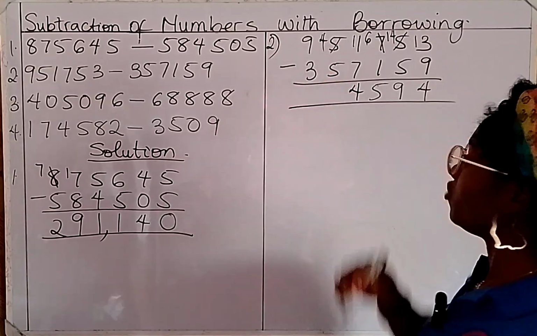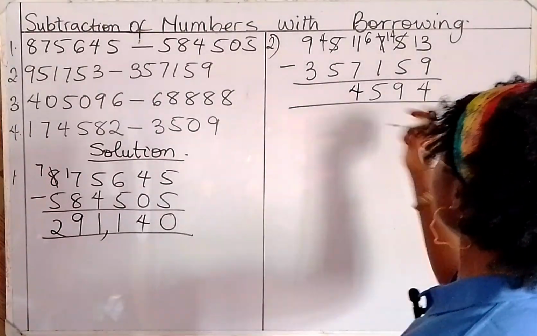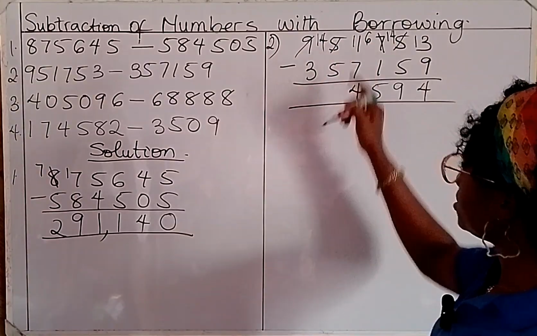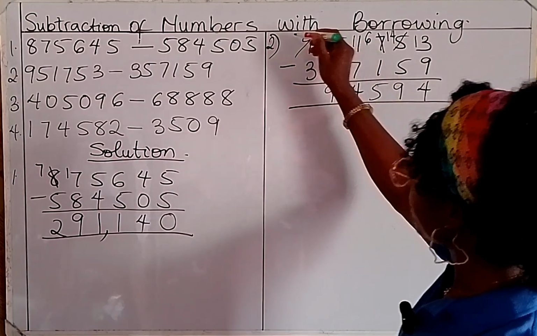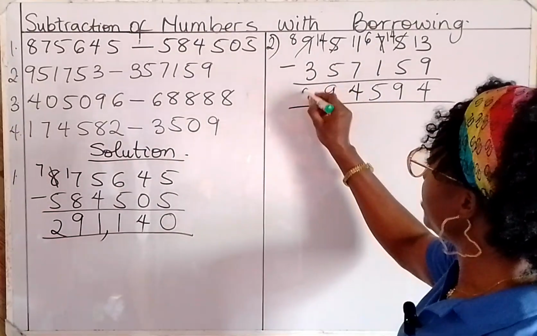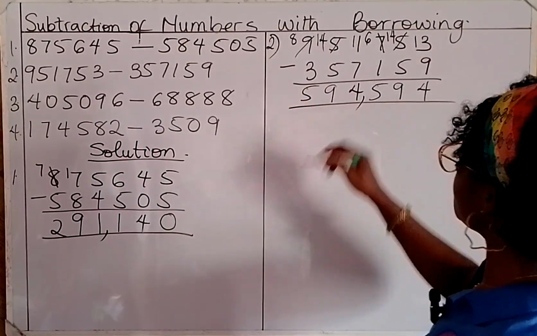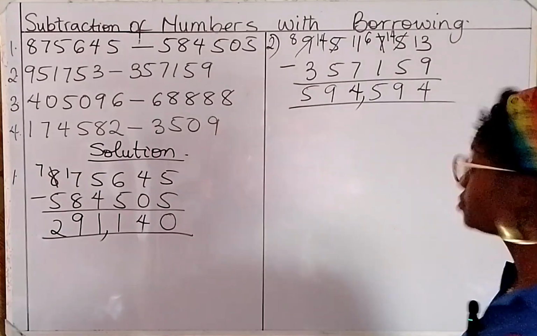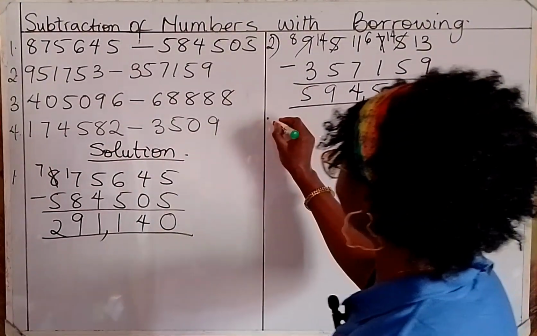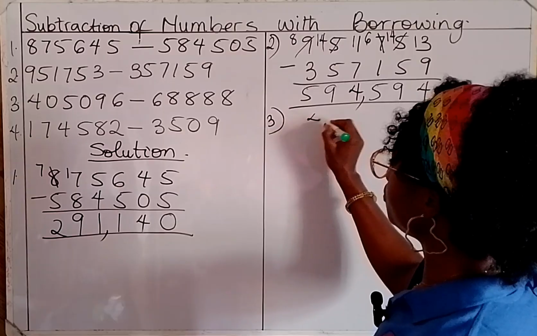And then 4 take away 5 is also impossible. Then we borrow 1 from 9, add it to 4 to make it 14. 14 take away 5 equals 9. And then we have 8 here. 8 take away 3 is what? 5. And then our answer is 594,594.